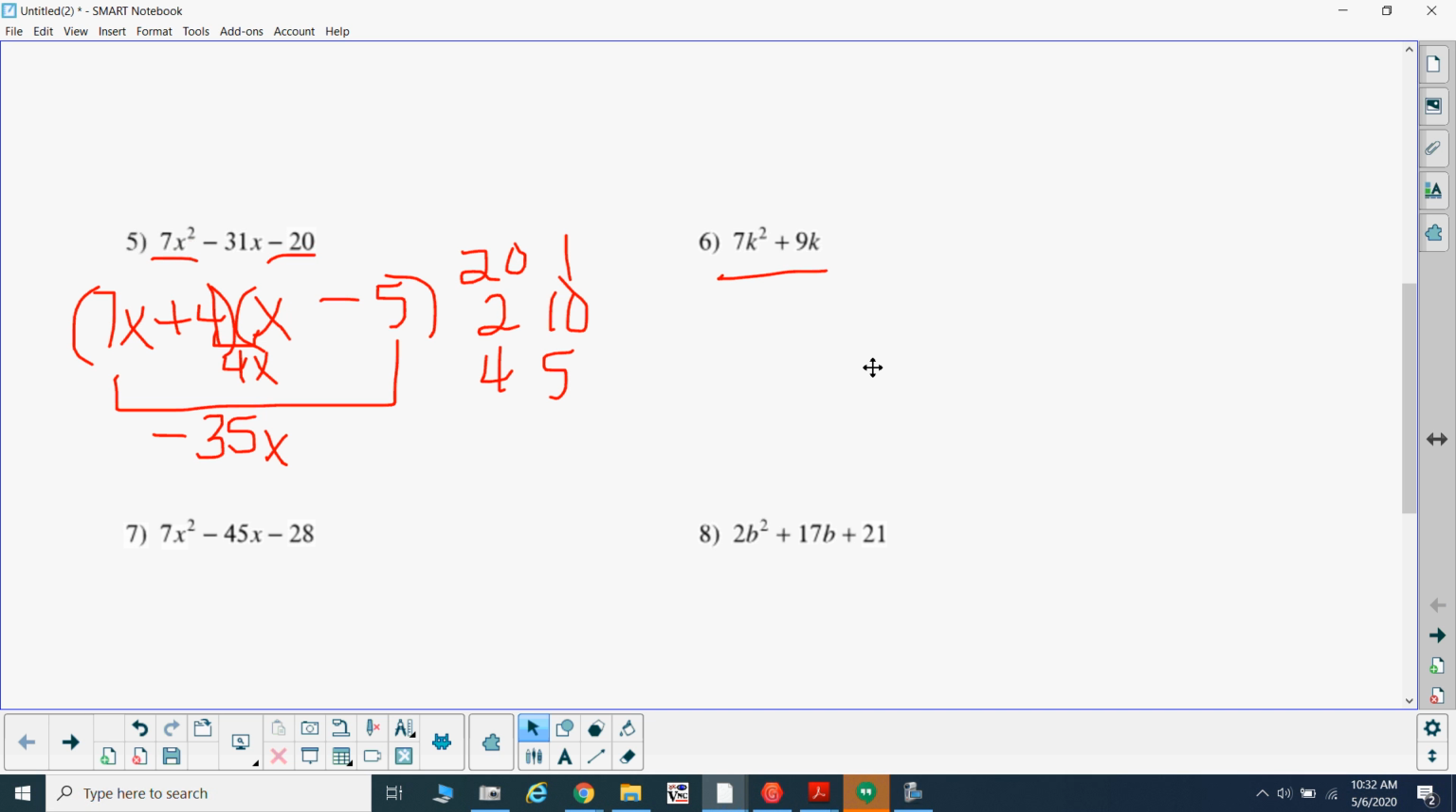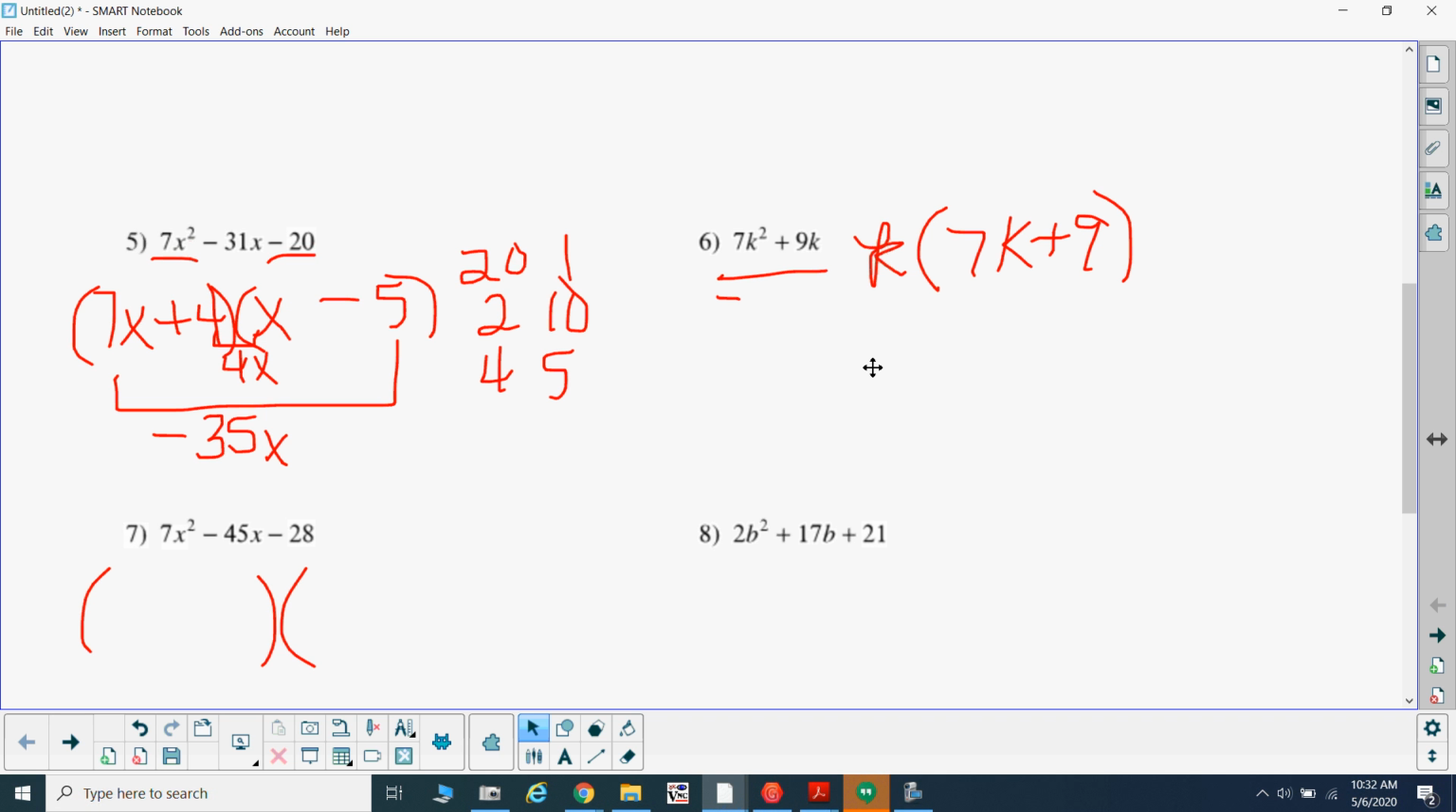So it's a lot more guessing and checking, I guess, than the systematic way that we did it before. In this case, I know I can get out a common factor. So I'm going to factor a k out of this. And if I do that, I have 7k plus 9. And those are actually just my two factors. Let's look at number 7.